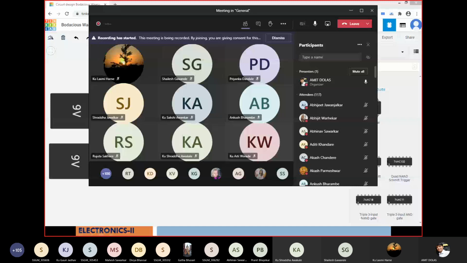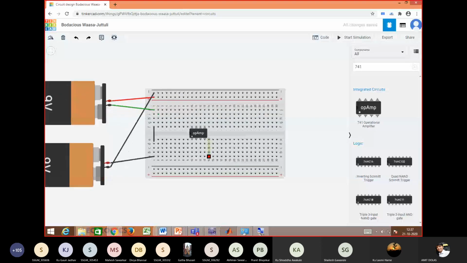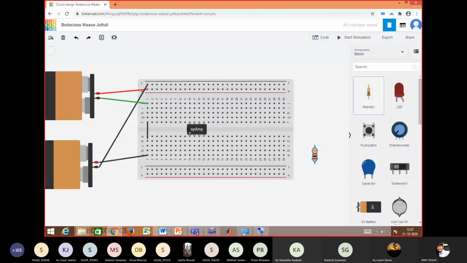Okay. Is the screen visible? I've used 9-volt batteries, two 9-volt batteries. Then I have used the operational amplifier IC741 on the breadboard. Is it visible? Yes, sir. Shall I proceed? Yes, sir. Then okay, then we'll use how many? I want 5 resistances. So this is 1, then 3, say R1, R2, R3.